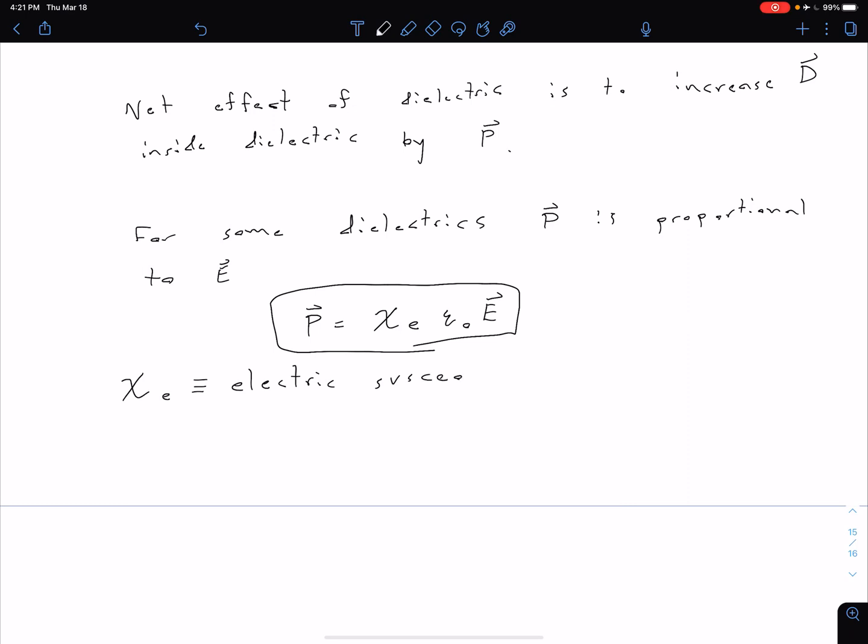So electric susceptibility of the material. Essentially what that's doing is measuring the dielectric sensitivity to the electric field. And this is a dimensionless quantity, because of course we can relate our units for our electric field and polarization and our epsilon naught. So let me just write explicitly that this is dimensionless.